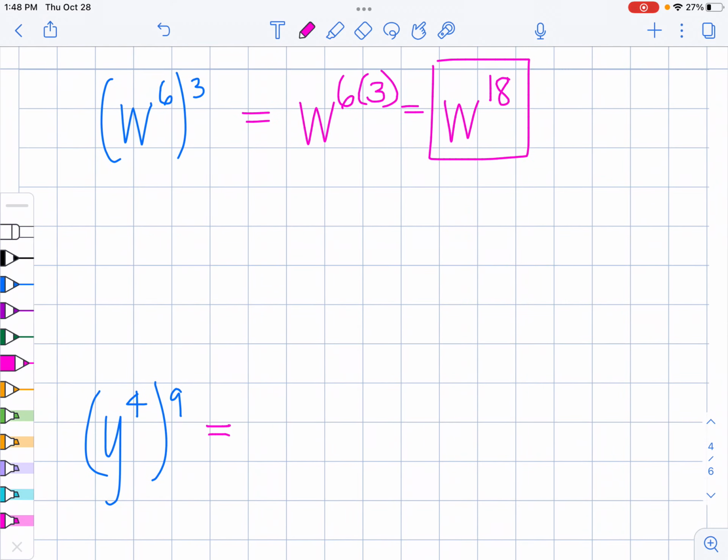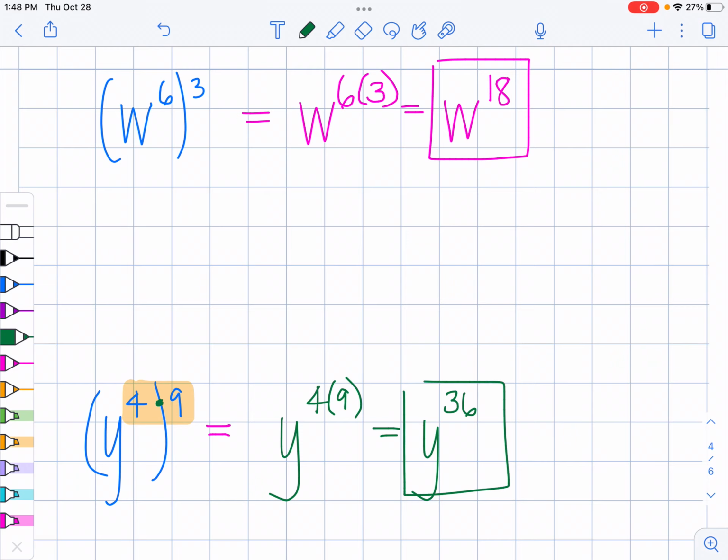Try this one. Pause the video. See if you can do it on your own. What does the rule say? The rule says when I have a power to a power, or you can think of it this way too: if my exponents are right next to each other, basically separated by a parentheses, that means power to a power. I like to think of it as that little parentheses right here kind of tells me I need to multiply my two numbers together. Okay, so multiply. So this becomes y to the 4 times 9, or y to the 36. Final answer.